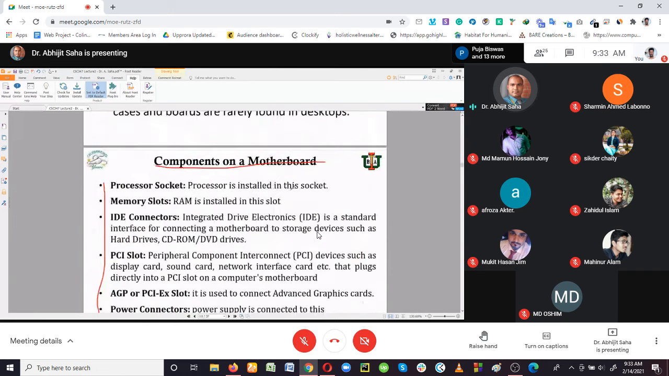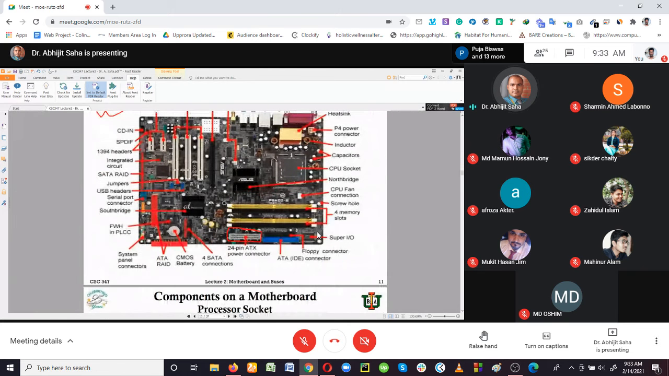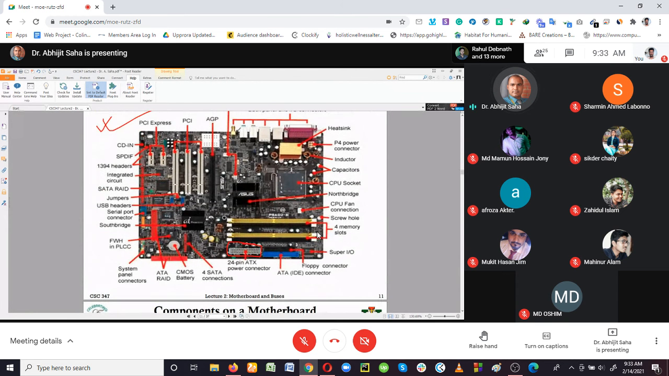So this is what you should have to do. You should have to practice with the main components of the motherboard. Remember that in the Viva, most of the time is going to be spent here. I'm going to ask you, for example, to find out where the CPU socket is. Find out what this is.